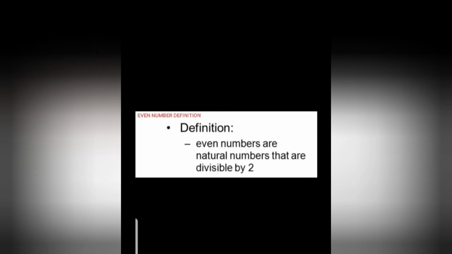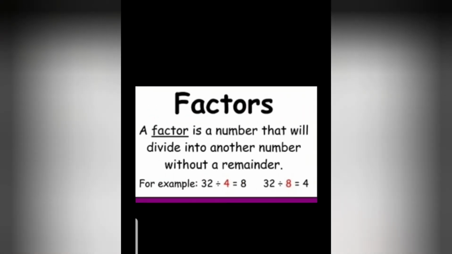The definition of an even number. Even numbers are natural numbers that are divisible by 2. Factors. The definition of a factor is a number that will divide into another number without a remainder. For example, 32 is divisible by 4 and 8. So the factors for 32 are 4 and 8.